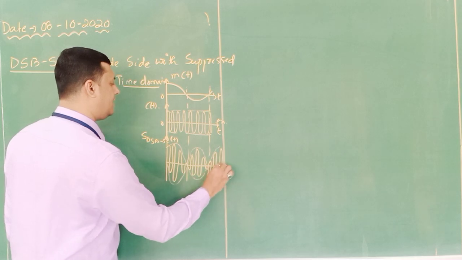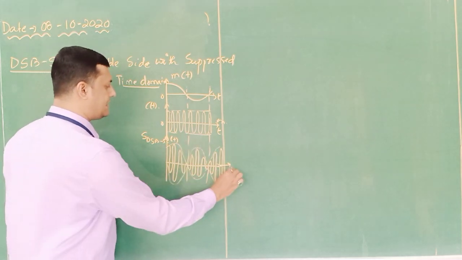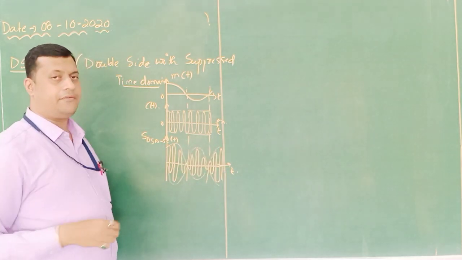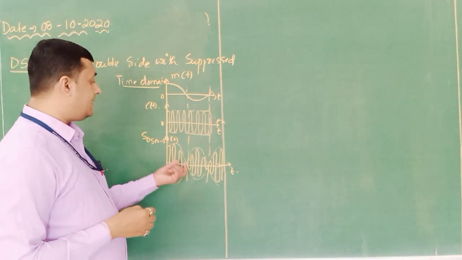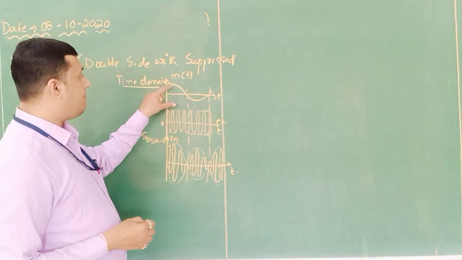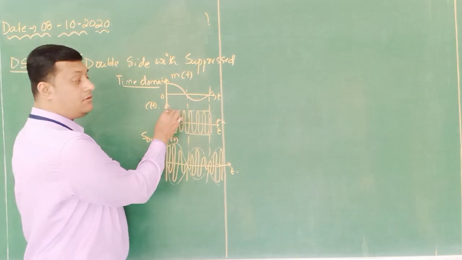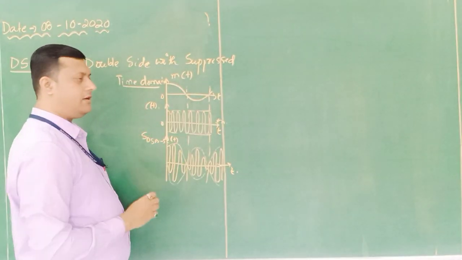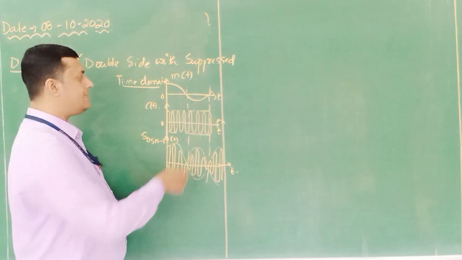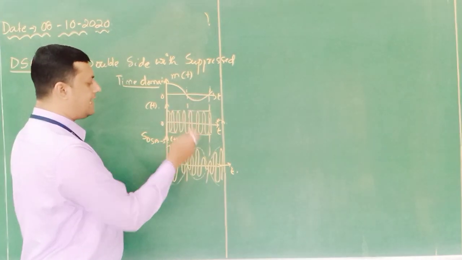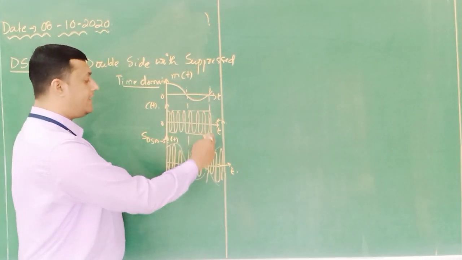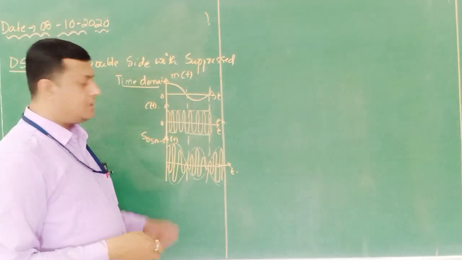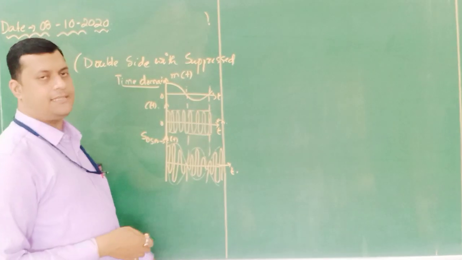So this is my DSB-SC signal. Now how will I identify the DSB-SC signal? Here you can see for a positive half, the amplitude of the carrier follows the path of the modulating signal. Yes, it is following for positive and negative. Similarly, for a negative half the carrier goes down and again it forms a double sideband. So this is called a DSB-SC signal.